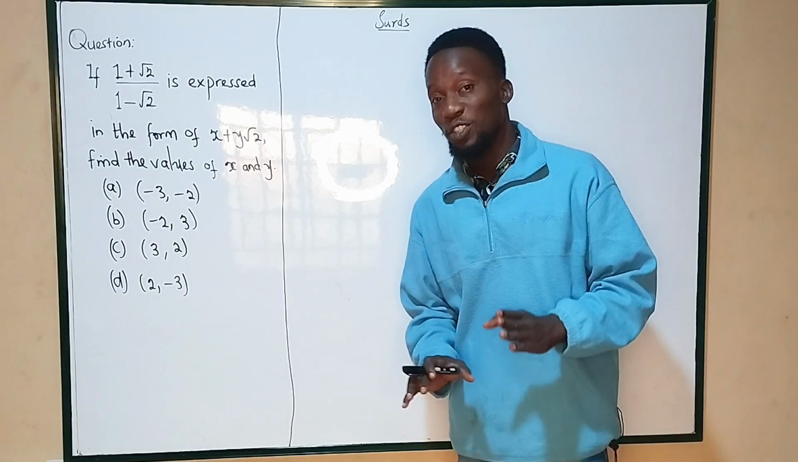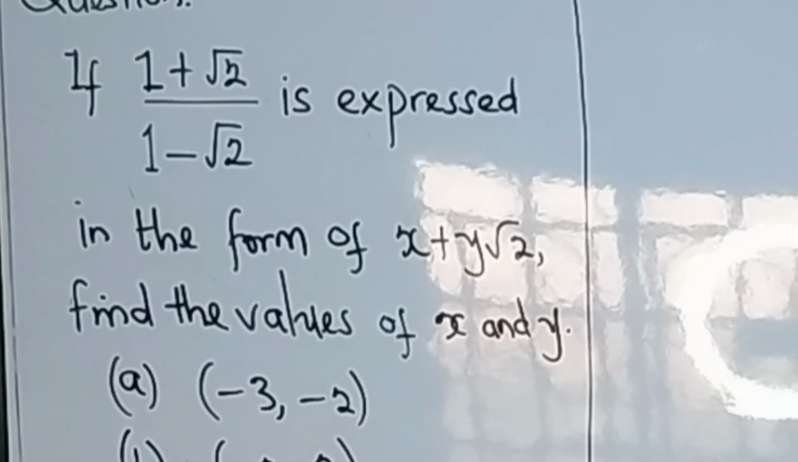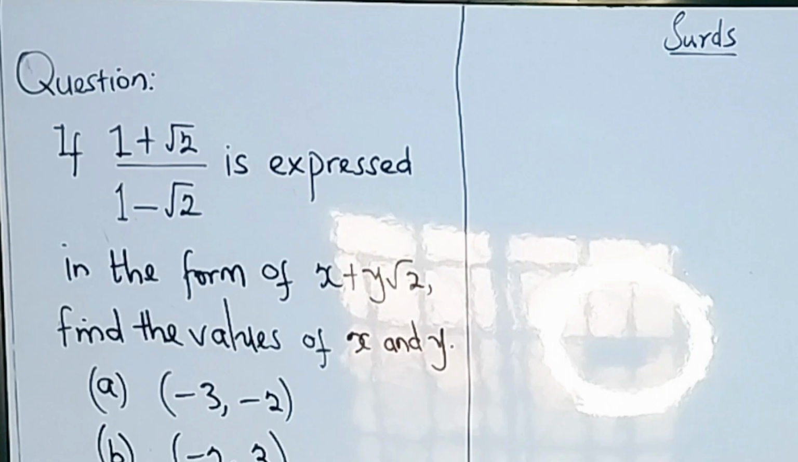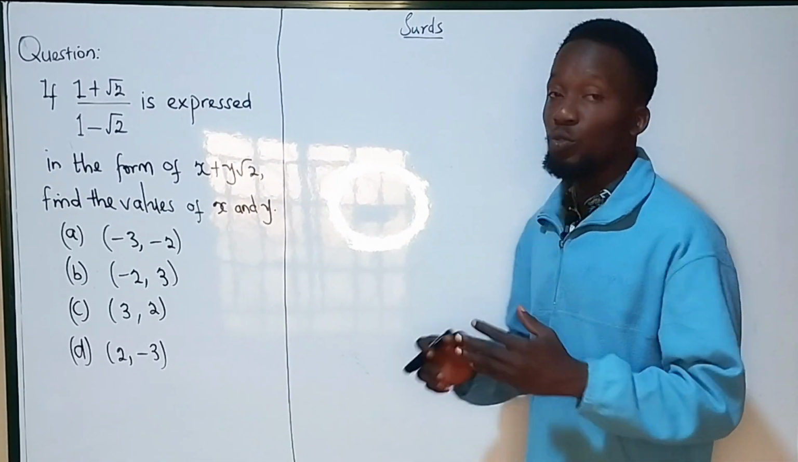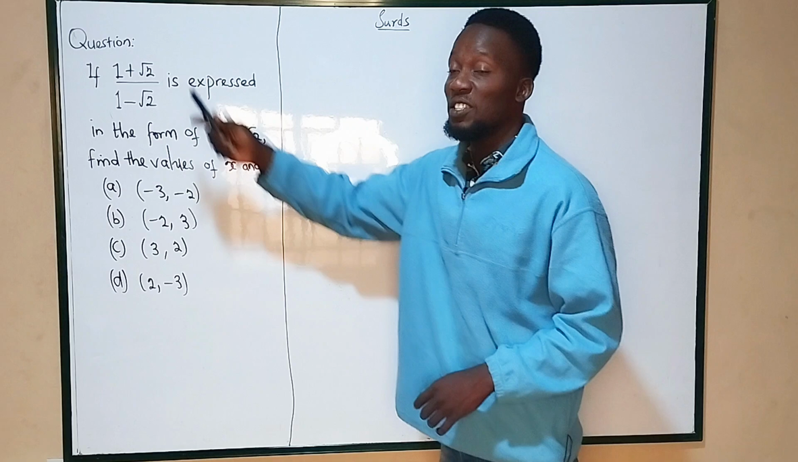Today, we have another expression to simplify, and the expression is: if (1 plus root 2) over (1 minus root 2) is expressed in the form of x minus y root 2, find the values of x and y. To do this, we have to find the conjugate of the denominator to rationalize this fraction.